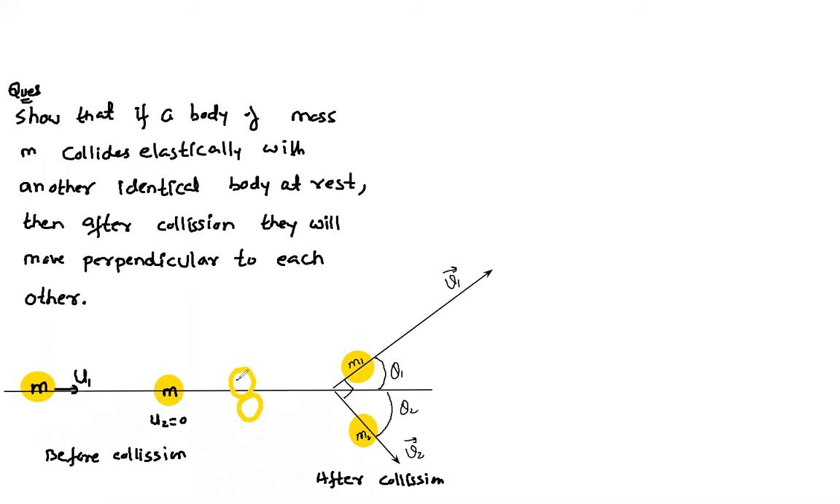So if this is a body of mass m, this is another body of mass m, it's moving here with a velocity u1, then the collision should be a sidewise collision, not the head-on one. It should be a sidewise, oblique collision. If it happens, then after collision, they will move perpendicular to each other. This is what we observe physically on a pool table, because the balls are very smooth and the friction is almost negligible. So they always move almost perpendicular to each other.